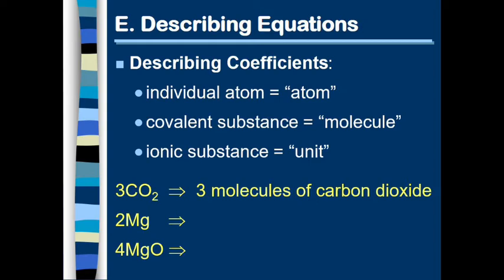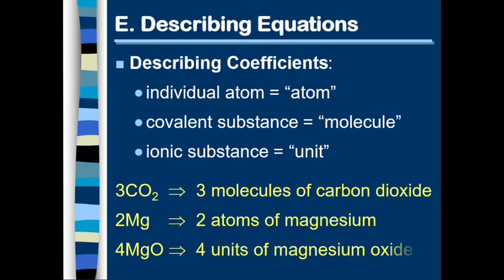2Mg, that's a standalone element, so we use atoms, so 2 atoms of magnesium. And then MgO, that is an ionic compound. It's got a metal in there, so when you're going to name it, magnesium does not need Roman numerals since it's in group 2, so that is 4 units of magnesium oxide.